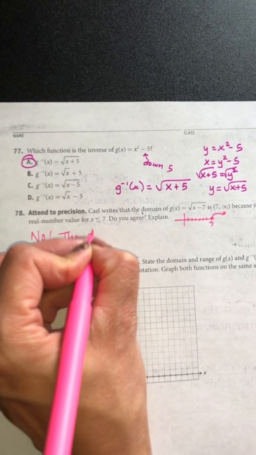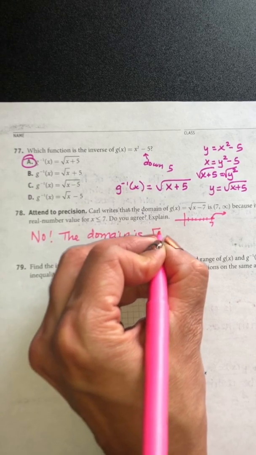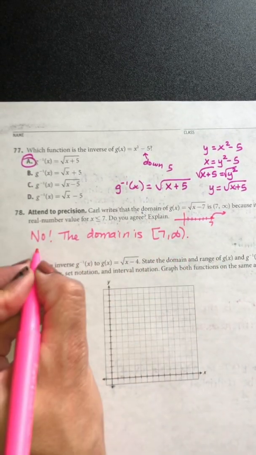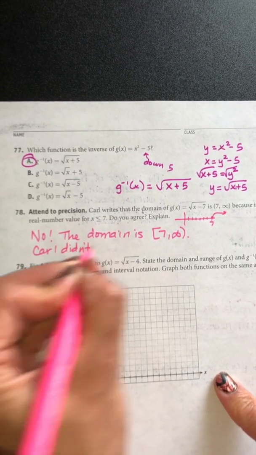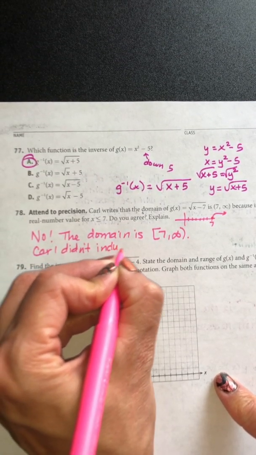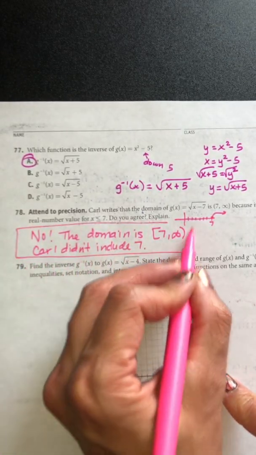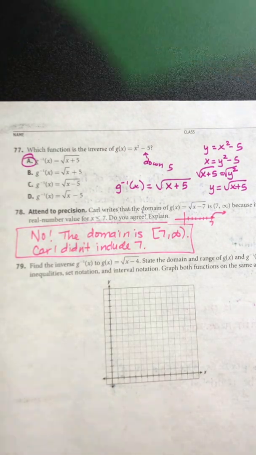The domain should be a square bracket on the 7 to infinity. Carl didn't include the 7. Oh, Carl. At least you tried.